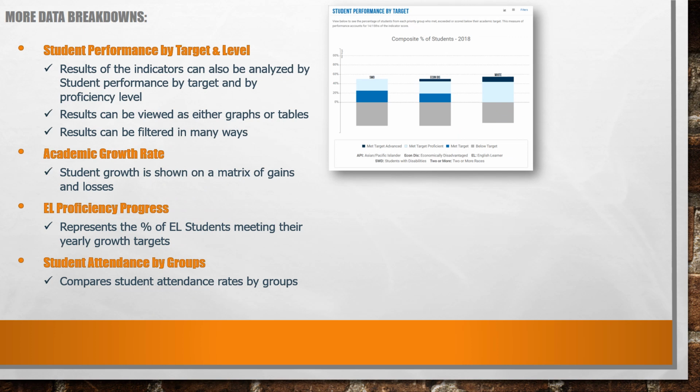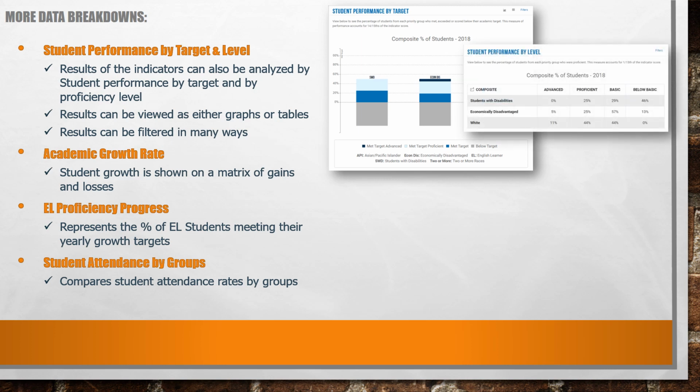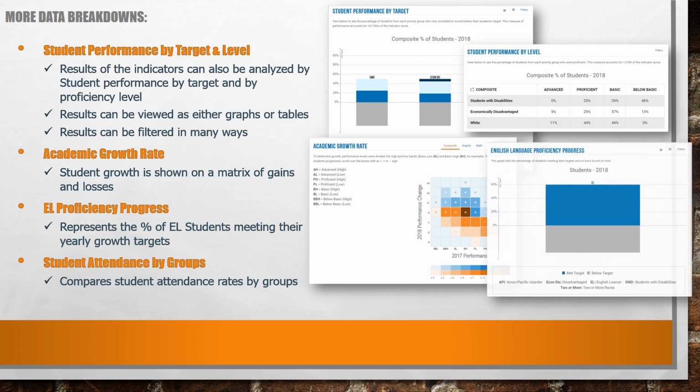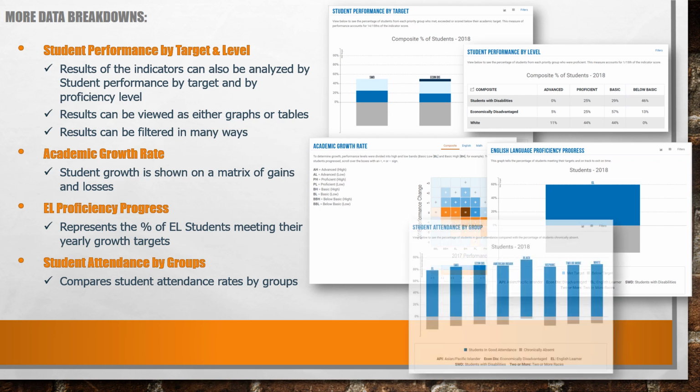The website allows you to dig deep and break down data in many ways. You can look at student performance by target and proficiency level. The results can be viewed as either a graph or a table and can be filtered in many ways. You can also look at academic growth rate, which shows student growth in a matrix of gains and losses. EL proficiency progress represents the percentage of EL students meeting their yearly growth targets. And student attendance by groups allows you to compare student attendance by demographic groups.